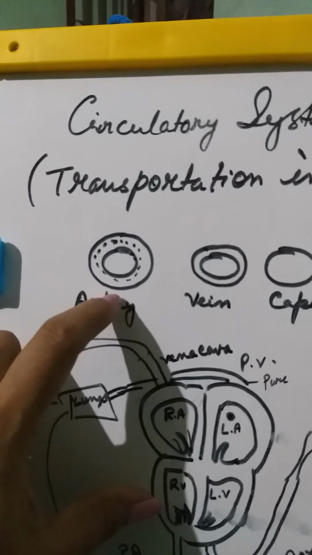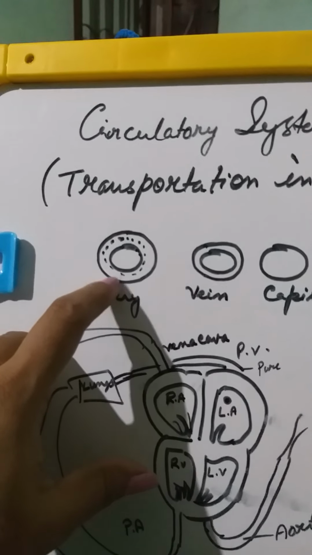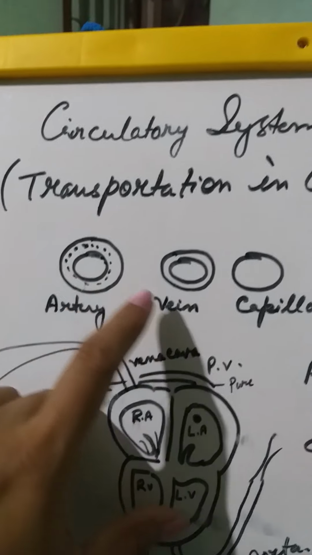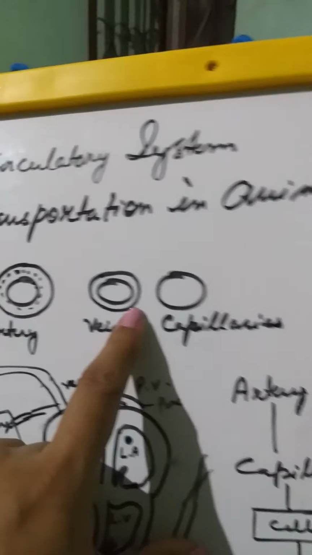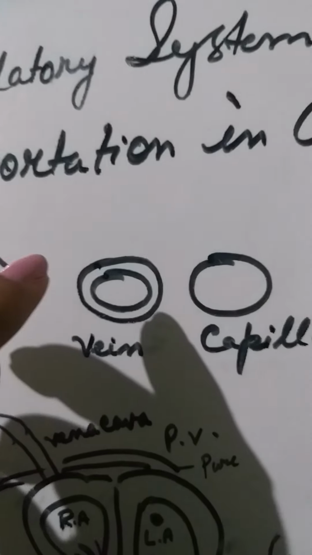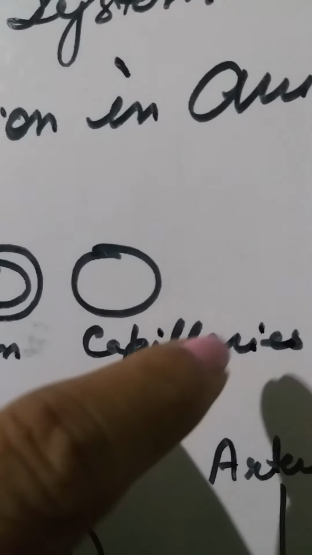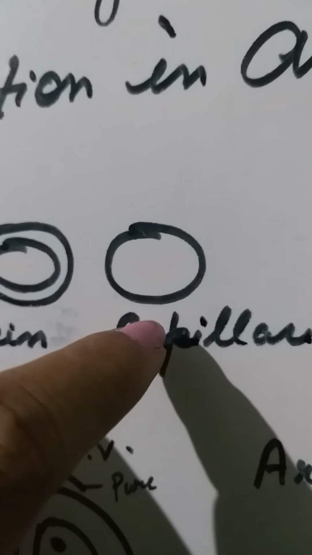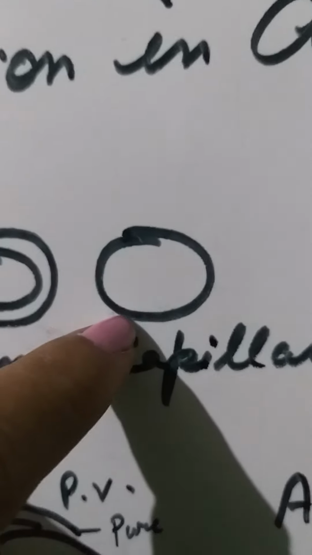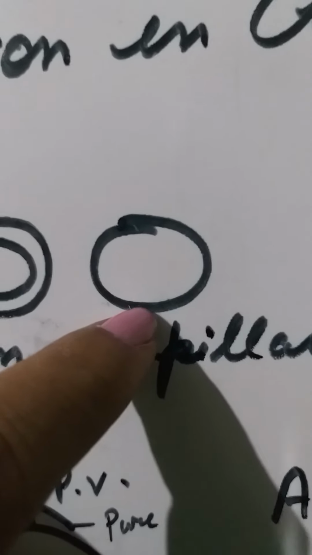So you see in the first, the artery, this layer where I am pointing is a thick muscular layer. That means it is thicker and tougher. Now in the vein, this muscular layer is a little thinner, and in the capillaries this particular layer is absent. This is a very fine layer, and we call it a capillary, and it is made up of endothelium.